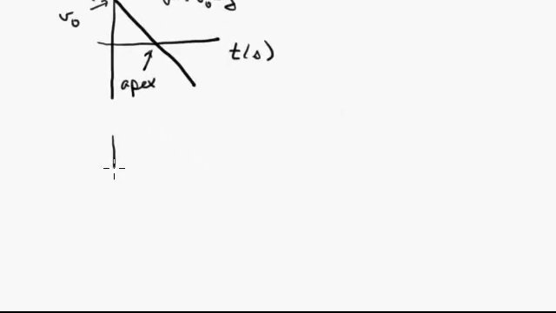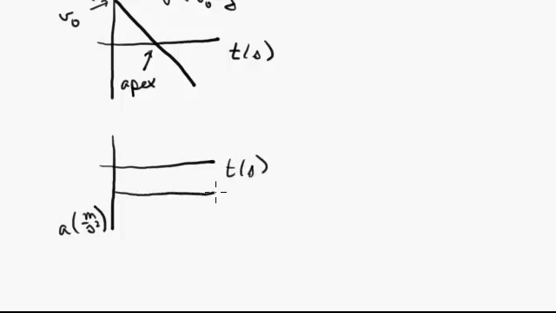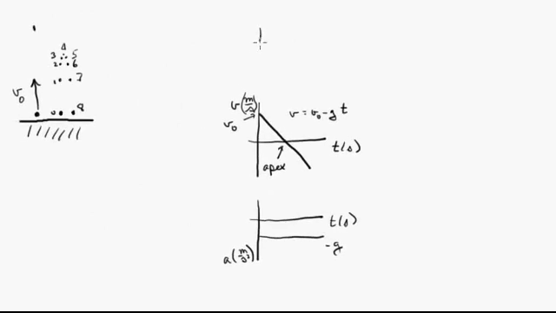Acceleration is going to look like this. Acceleration, units, meters per second squared, versus time is going to be a constant, minus g. Constant acceleration, assuming that there's no air drag. All right, now the last one to do, the hardest one, is position, and that's going to look like this.